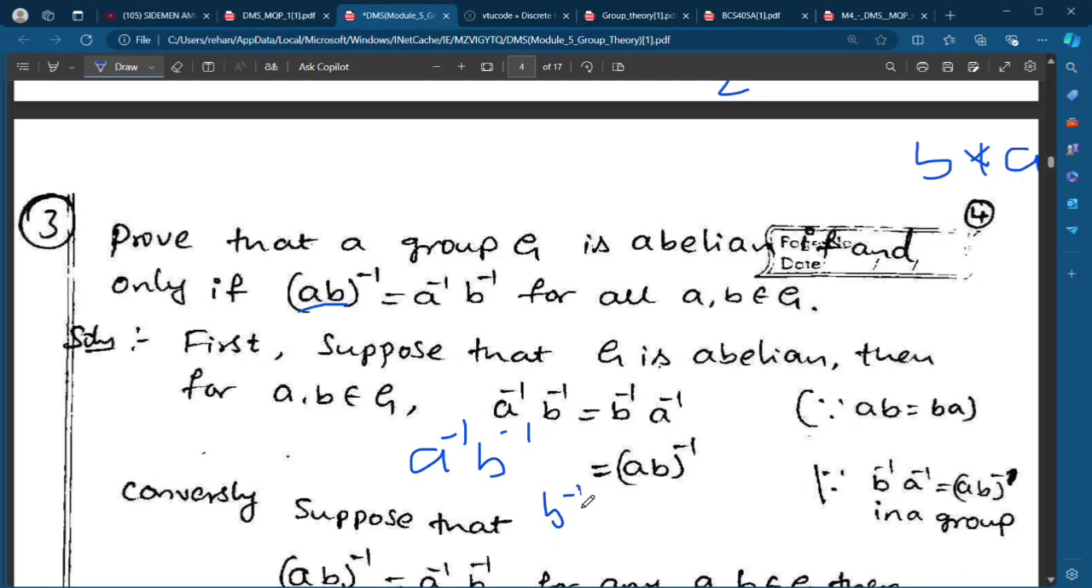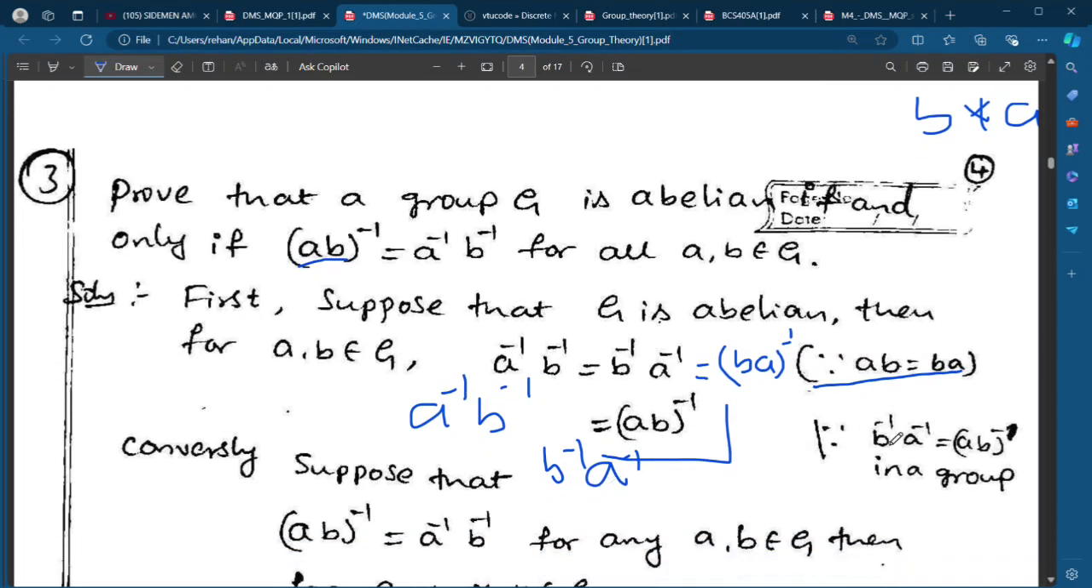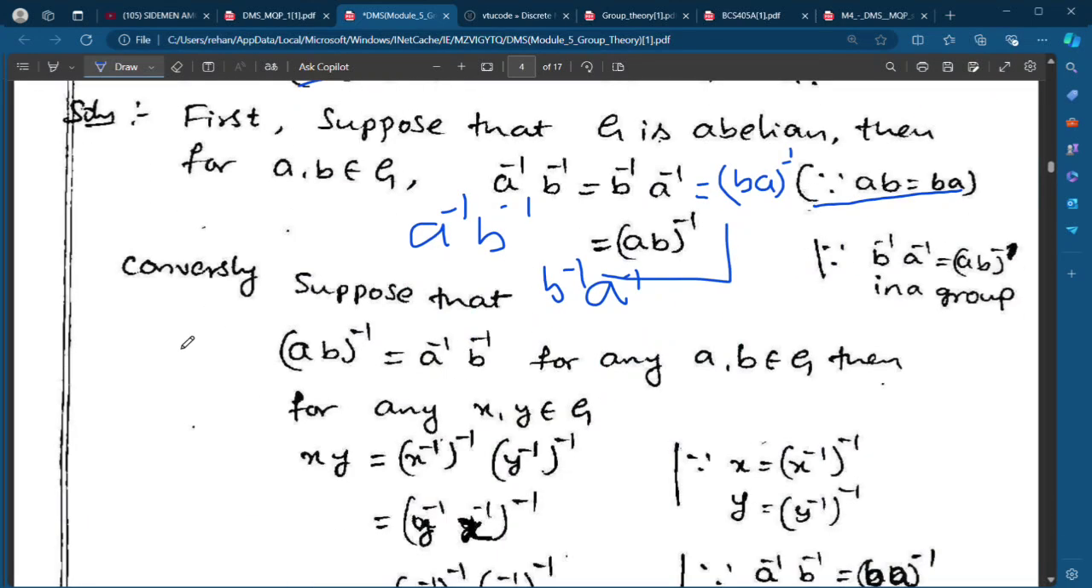A inverse into B inverse is equal to B inverse into A inverse. This is the commutative thing. Here they have written AB is equal to BA, which means it is commutative. So now I can take B inverse into A inverse as (AB) inverse, which is nothing but, one more thing I'll write, equal to (BA) the whole inverse, which is equal to (AB) the whole inverse. This thing I have derived now. Here B inverse into A inverse equals (AB) the whole inverse in the group, which means first it will become this, then AB is equal to BA, so BA will become AB.